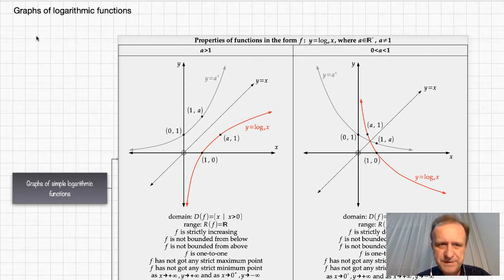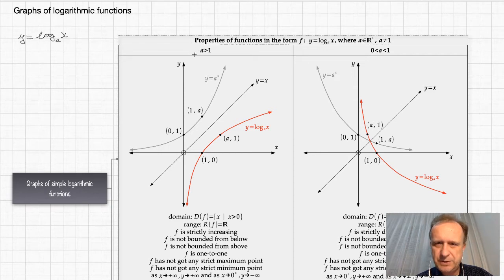So what I mean by simple logarithmic function is the function in the form y equals the logarithm in base a of x. Now this is actually a family of functions because the number a, the base, can take on many different values, and therefore we need to distinguish some typical cases. And this is exactly what this table here is for, because there are two major situations we should talk about.